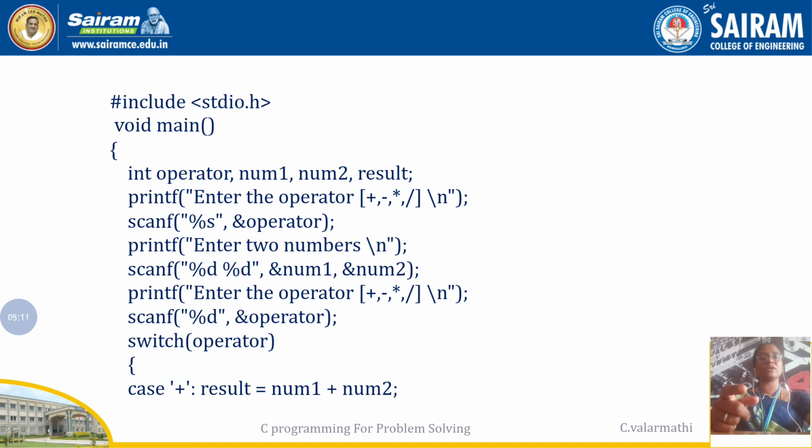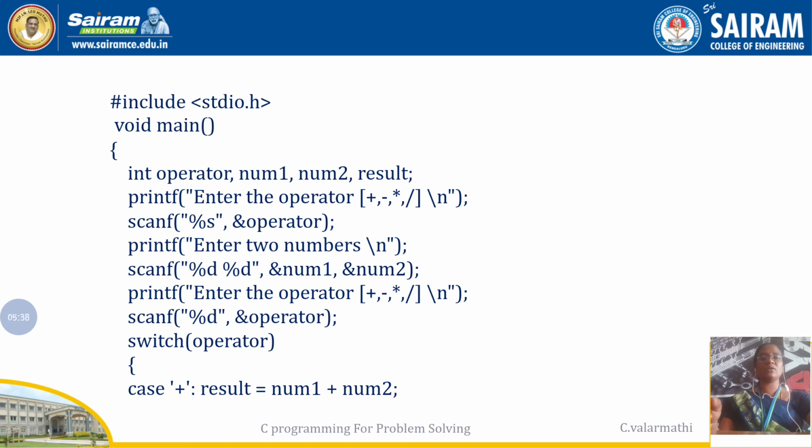Those three inputs and one result are declared in one statement. Then printf, enter the operator. That is a convenient statement. So we enter the operator which we want to perform for these two numbers, and then enter two numbers. I am getting the two numbers using the scanf statement. Here %d is a format identifier for denoting integer, so we have used two %d. The first %d is for number 1, and the second %d is for number 2.